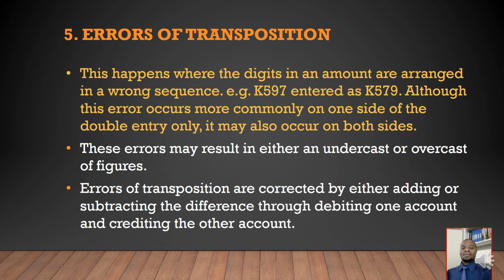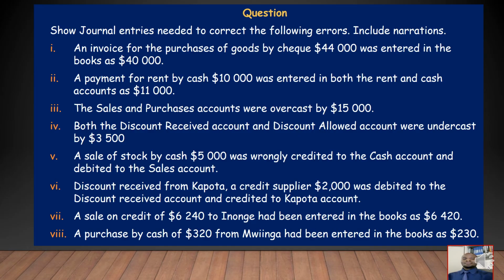Although this error occurs more commonly on one side of the double entry only, it may also occur on both sides. That's why it's been brought here. These errors may result in either an undercast or overcast of figures. And errors of transposition are corrected by either adding or subtracting the difference through debiting one account and crediting the other account. So let's see how this ought to be done.